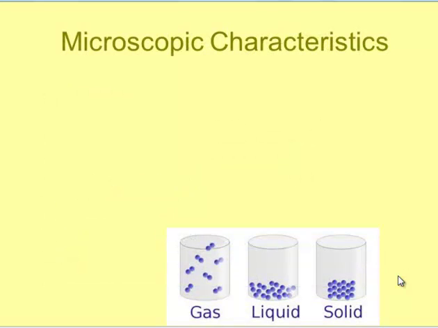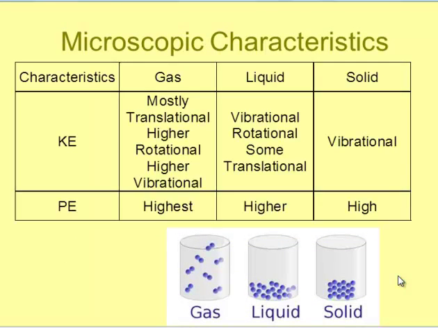Now let's think about the microscopic characteristics. First of all, I'm going to start off with a gas. In gases, the kinetic energy of these particles means that they can move around, they can translate. So there's lots of translational energy. The particles can also rotate a lot, and they can also vibrate a lot. So that's where the kinetic energy is. And the potential energy, which is the energy of these particles being a long way away from each other, is at its highest.